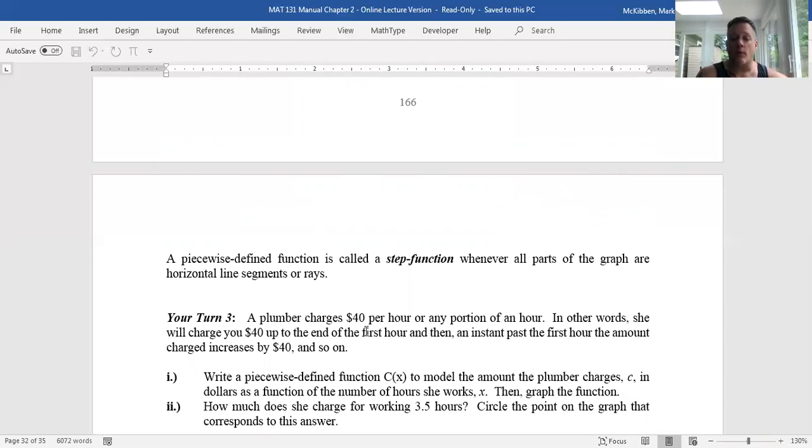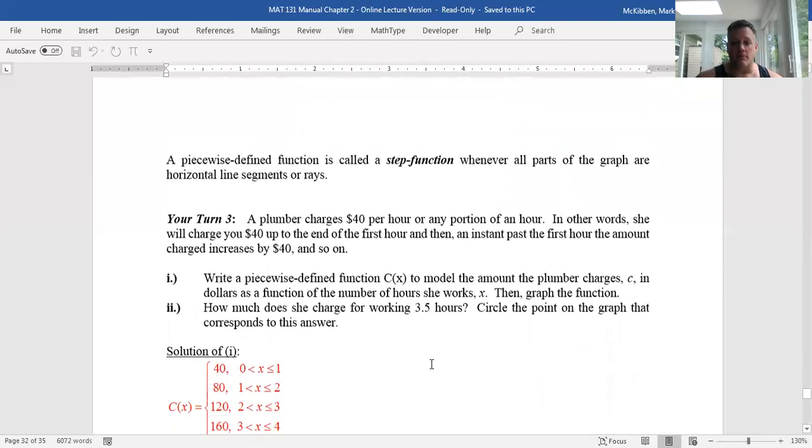And so what we know is that the functional value is going to change at every hour mark, right? So if the x-axis is labeled in hours, then at x equals 1, x equals 2, x equals 3, you're going to have a jump in the graph because the price is changing at those particular times. But between any 2 consecutive positive integers, the y value is always going to be the same, right? Because the charge is a blanket cost, a fixed amount for any portion of an hour. All right, so let's take a look at what that would be.